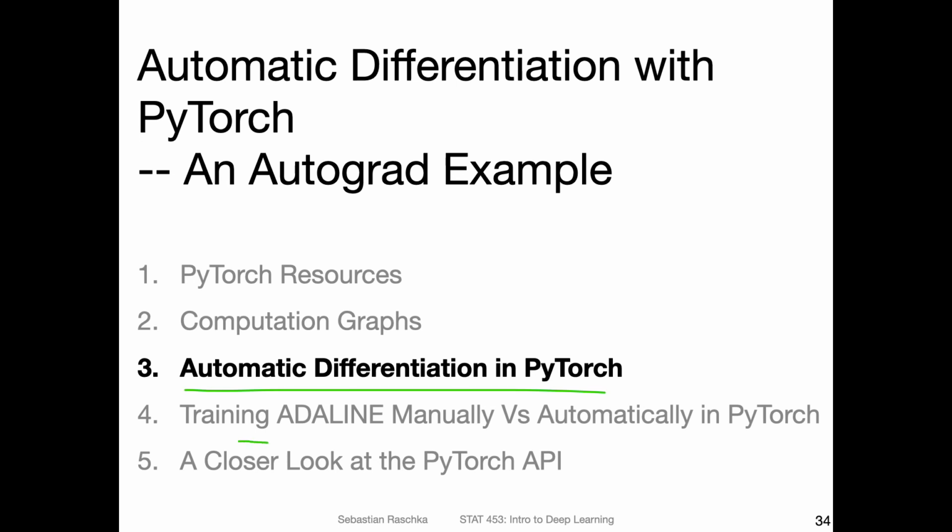and then in the next videos I will also do this in a more comprehensive example using the adder line that we talked about last week, and then we will also take a closer look at the PyTorch API, the convenience functions. All right.